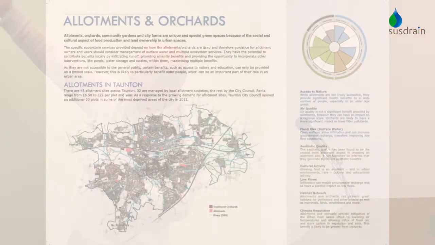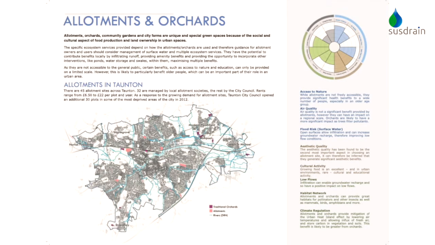Again, we do something similar. So we use allotments and orchards. It gives us a different sort of wheel. Different parts of the city have different things, so you're starting to build that picture up of what different parts of the city, or the town, have got.